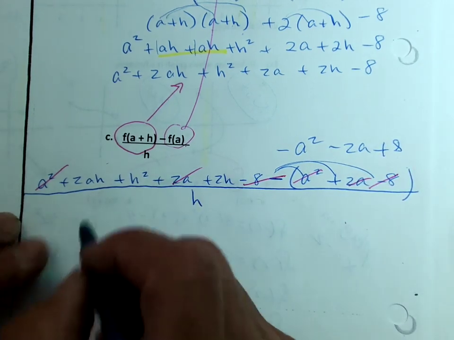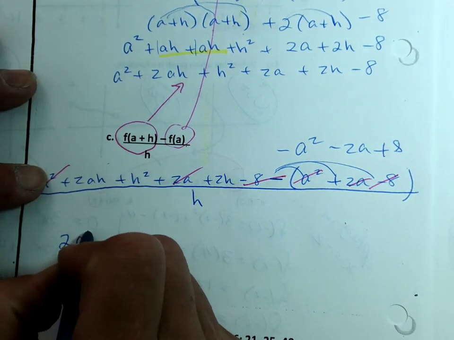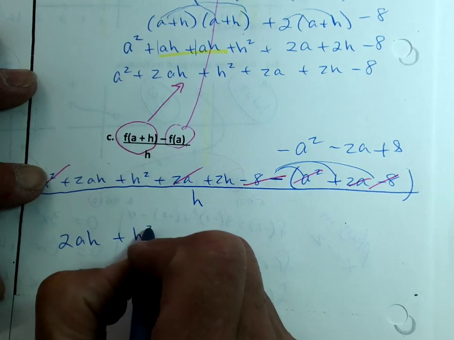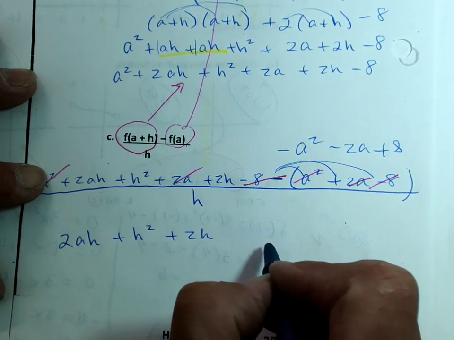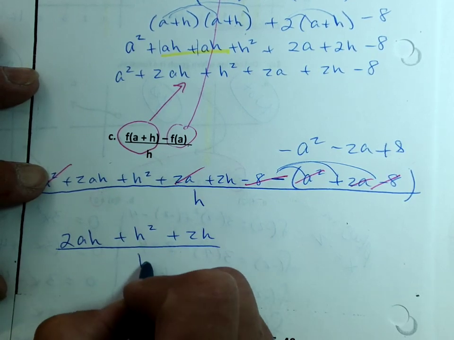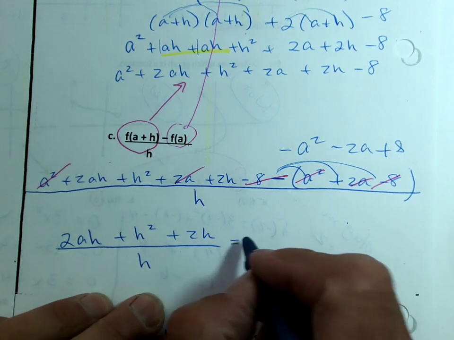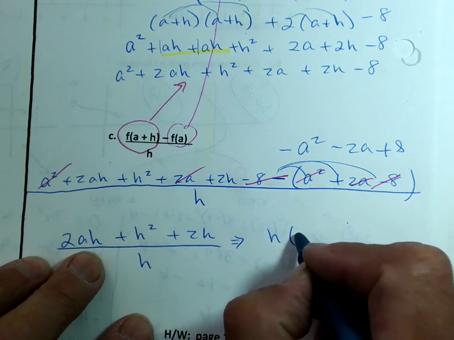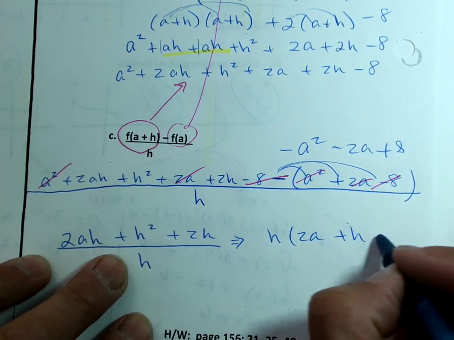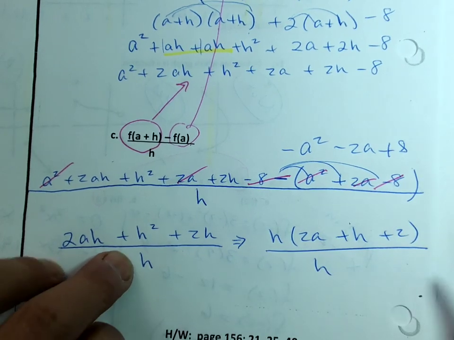So what's left? So we'd have a 2AH plus H squared plus 2H all over H. That's everything that's left, okay? One last thing. What can we do? Is there anything else? Cancel the H. Yes, totally right. I'm going to show you an in-between step to make it seem more obvious, but if I factor out an H, 2A plus H plus 2, okay, you don't have to do this step because what you said is correct.